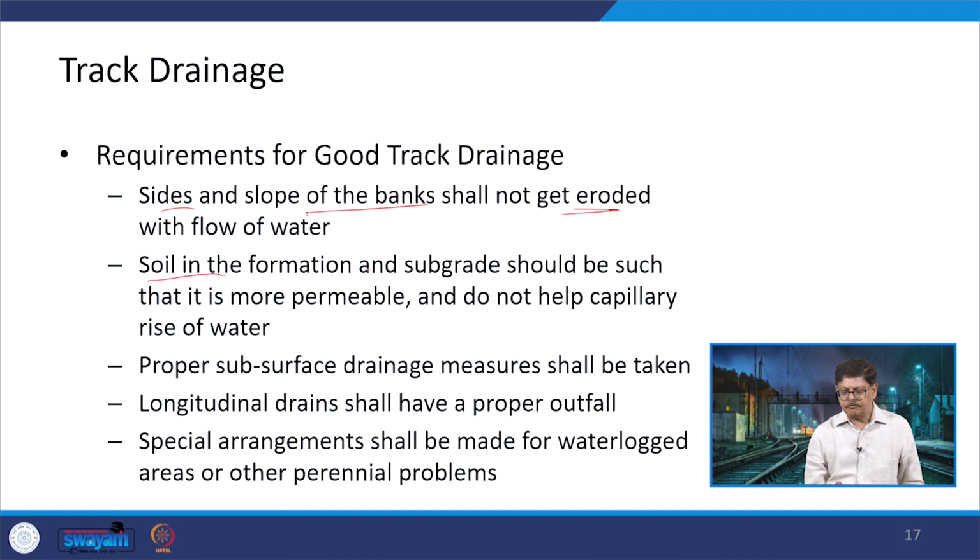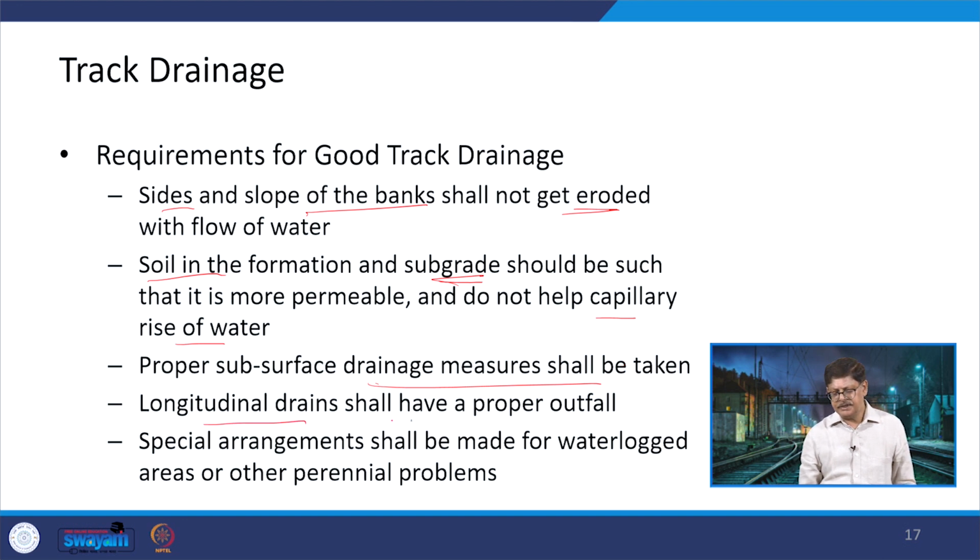Then the soil in the formation and the subgrade should be such that it is more permeable and does not help in the capillary rise of the water. So, that is where I said the type of soil matters. If it is a silty soil, then there is more possibility of this type of movement of water. So, we need to look at that. Proper subsurface drainage measures shall be taken. We will be talking about these just towards the end.